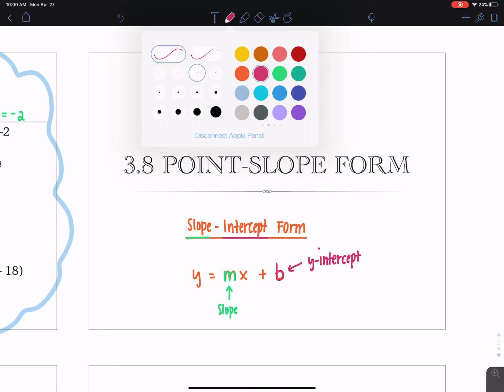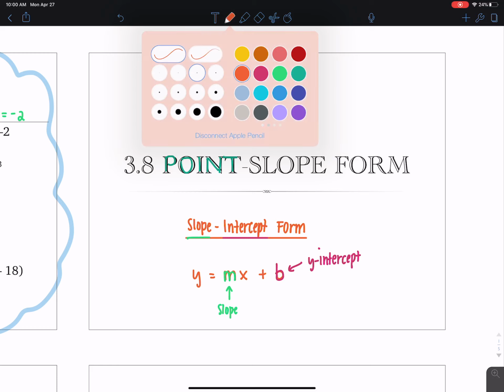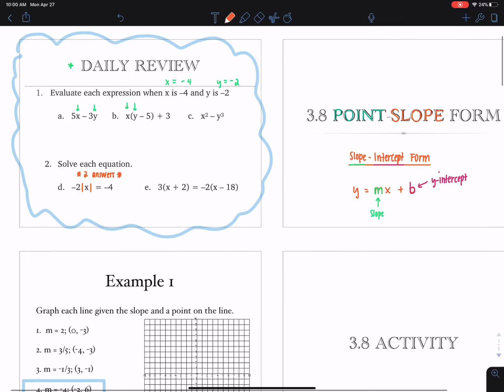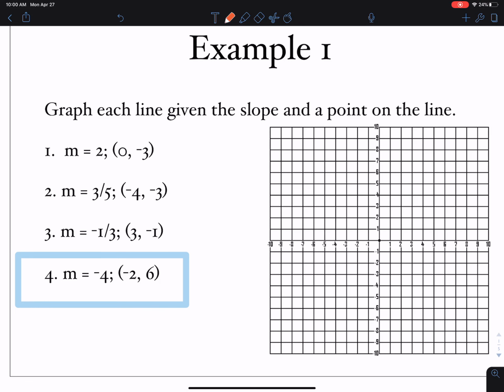So in our point slope form equation, we'll be able to grab our point. So a point to start from, which is not the y-intercept. And we'll also be able to grab our slope very easily. So here's example 1. This is really the start of it.